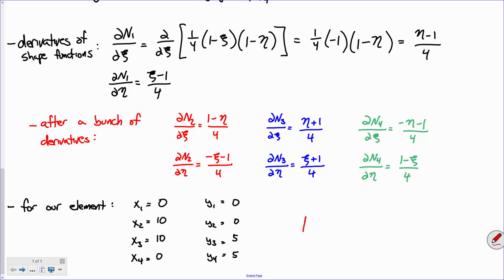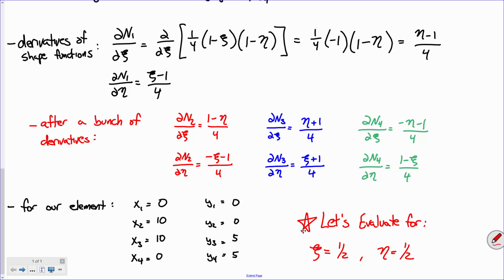So maybe I should put on the side, let's evaluate for xi is 1/2 and eta is 1/2. Now, when we actually do this for real in the world of finite elements, we're not going to do this for eta equals 1/2 and xi equals 1/2. Let me be very clear about this. Dr. Michelson right now is picking 1/2 and 1/2 because those numbers are nice, pretty, easy to calculate numbers.